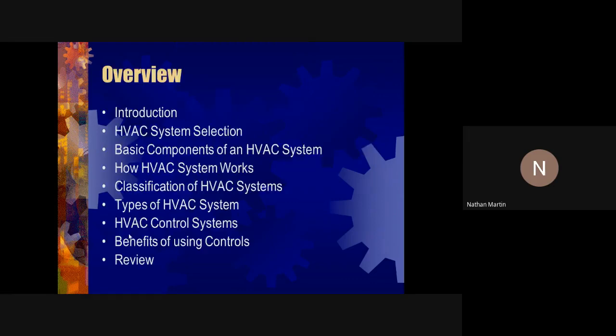All right. Our overview, we'll be looking at introduction, HVAC system selection, the basic components of an HVAC system, how HVAC systems work, classification of HVAC systems, types of HVAC systems, HVAC control systems, benefits of using controls, right, and review of lesson. All right. So this lesson is really looking at HVAC systems and how they impact our facilities and our livelihood, right, and our comfort level.